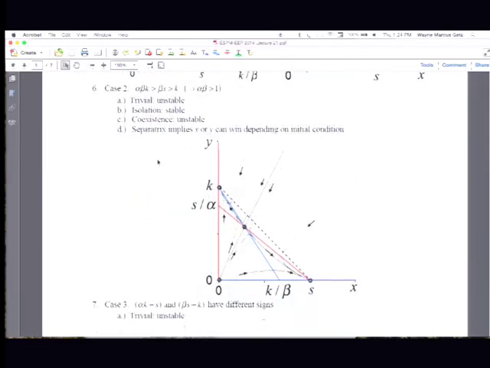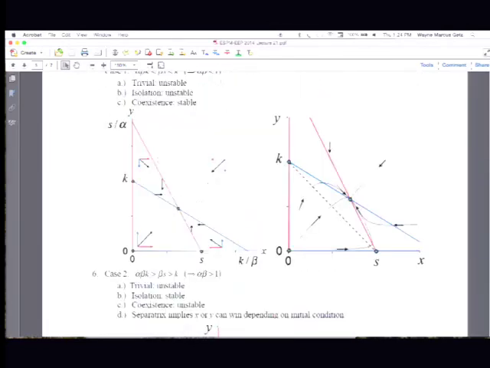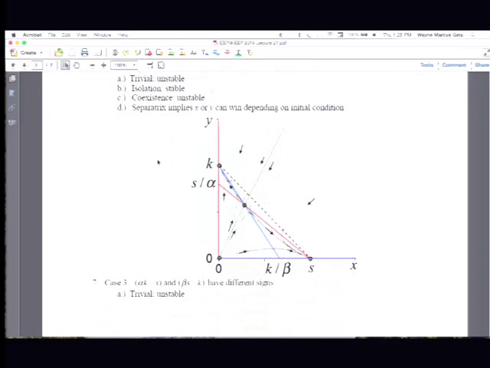Now we go to the case where instead of s over alpha being above k, it's below k. And instead of k upon beta being above s, it's below s. And if we do that, we'll see what happens. So now if we join the points k and s, we see that these isoclines intersect and the coexistence is below this line. So it represents more intense competition. And when you get more intense competition, you get the situation where either one wins or the other, but it depends on the initial condition. And so either s wins or k wins, depending where you start out.